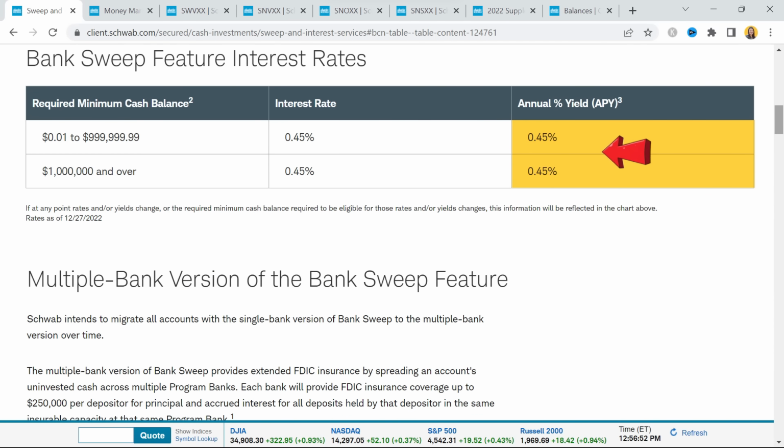Check that the majority of your uninvested cash that's sitting in your Schwab account is not in their bank sweep program. Because if it is, this is the rate that you're getting on that uninvested cash right now.